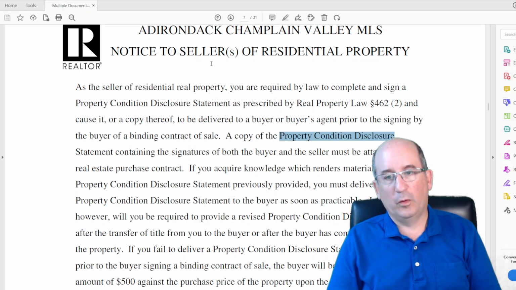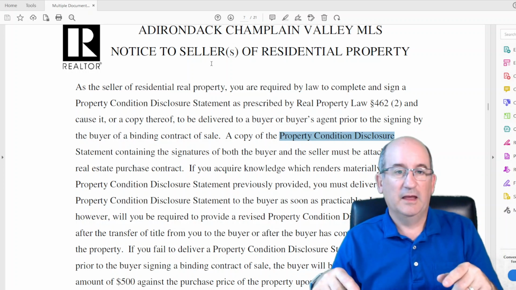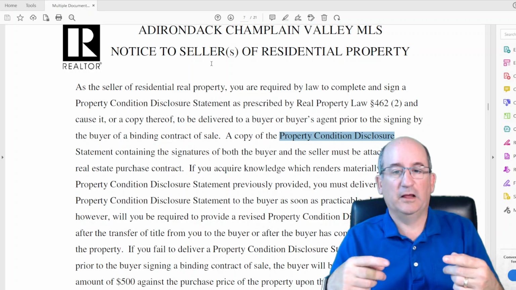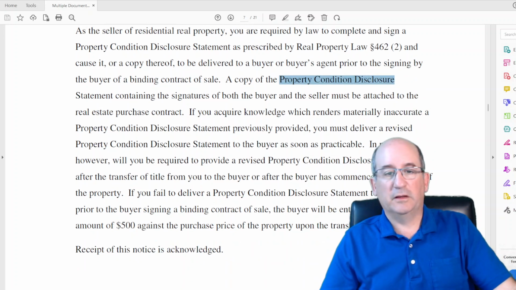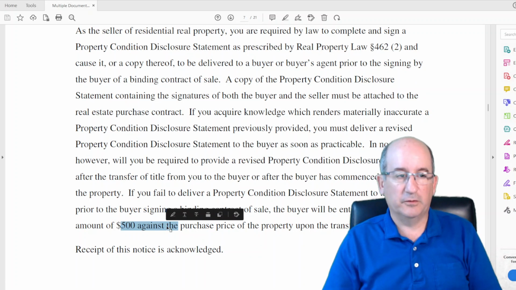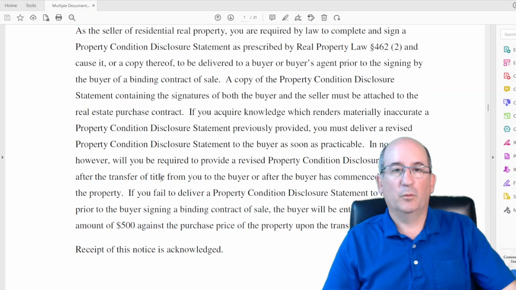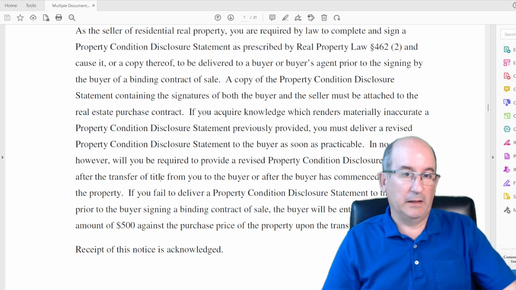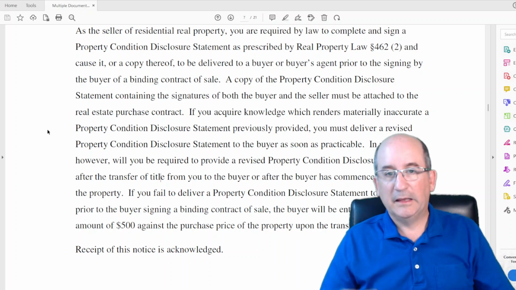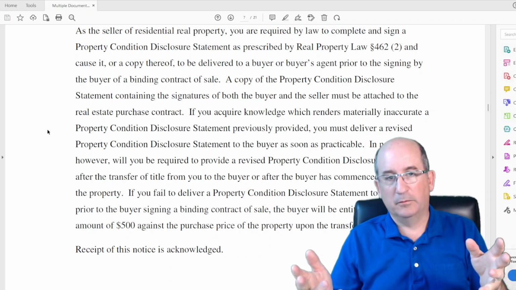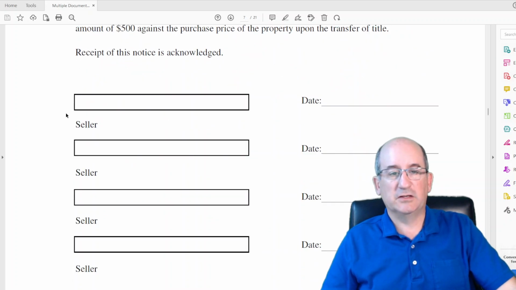So this form isn't the actual disclosure. This one is the one that says, Mr. Seller, Mrs. Seller, if you don't provide this information, then you have to give the purchasers a $500 credit against the purchase of the property when you close. So you can either fill out the 6-page form or you give them $500 at closing. In our market, we always fill it out. In other markets, they never fill it out. So just check and see.